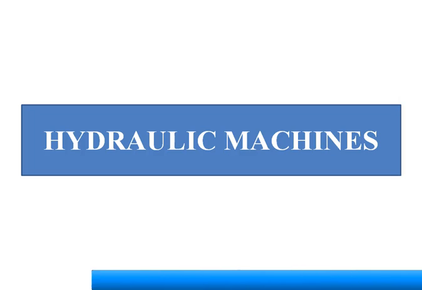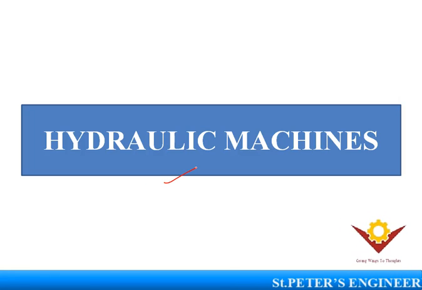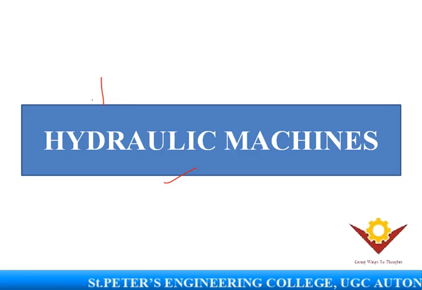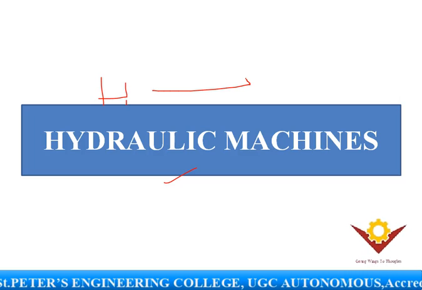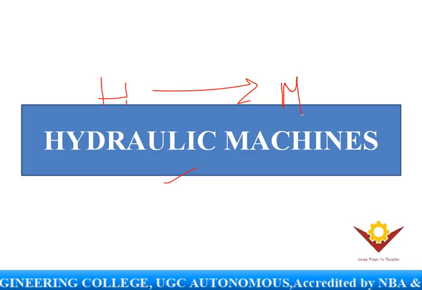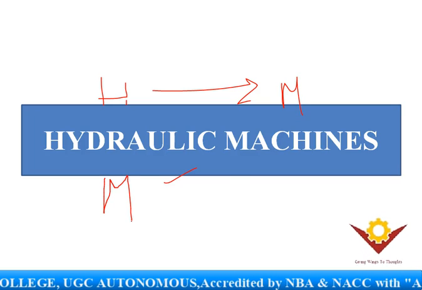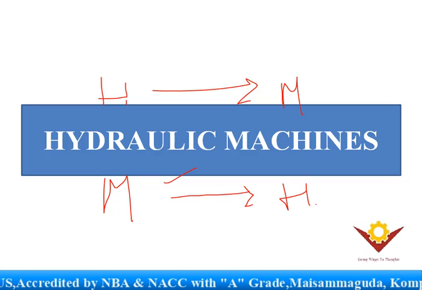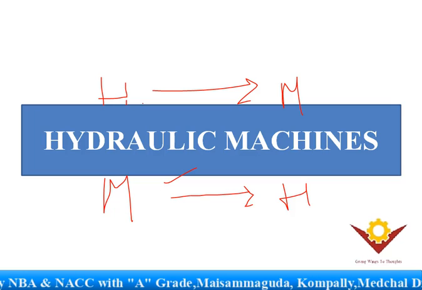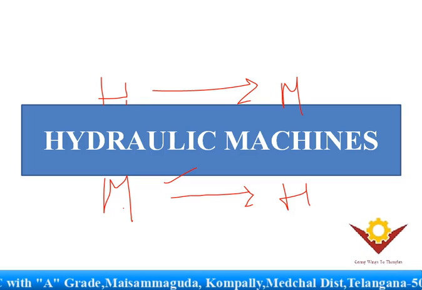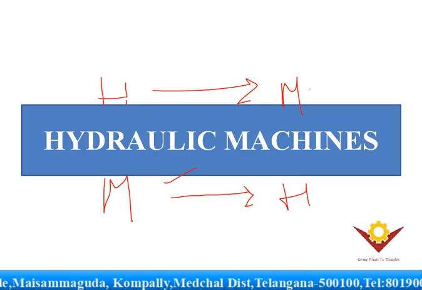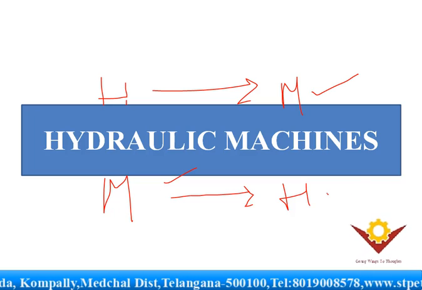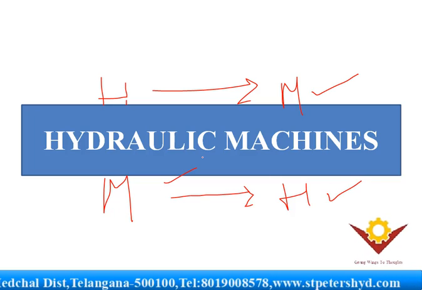Hydraulic machines. First we'll see what a hydraulic machine is. A hydraulic machine converts hydraulic energy to mechanical energy, or mechanical energy to hydraulic energy. So the machines which convert hydraulic energy to mechanical energy or mechanical energy to hydraulic energy, depending on these two statements, are classified as hydraulic machines.